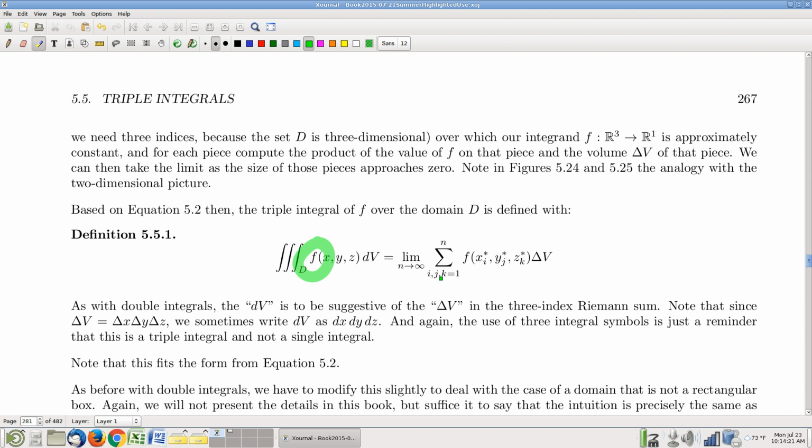So anyway, heads up, that's going to be the main way that you're going to be thinking about integrands for triple integrals.